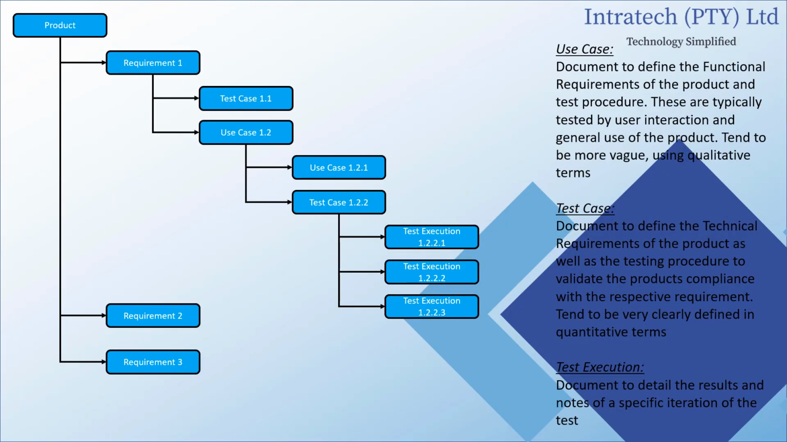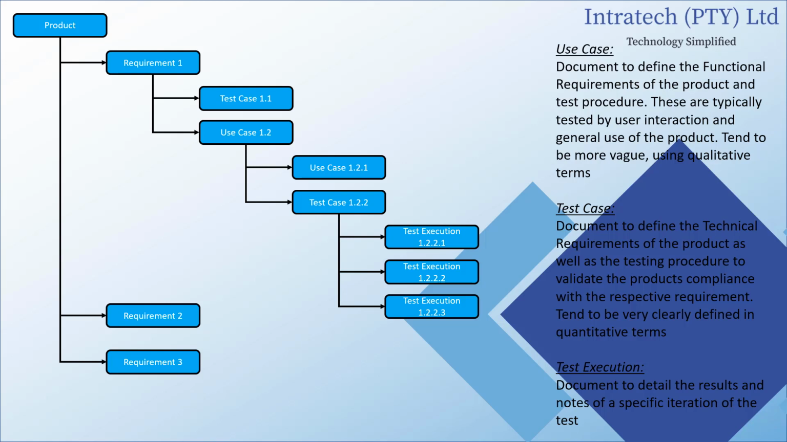The fundamental difference between use and test cases is that the use cases are intended for functional requirements for product, whereas the test cases are for technical requirements. The use cases are tested by user interaction and tend to be more qualitative. Test cases, on the other hand, offer very specific quantitative requirements such as weight, cost, or size.